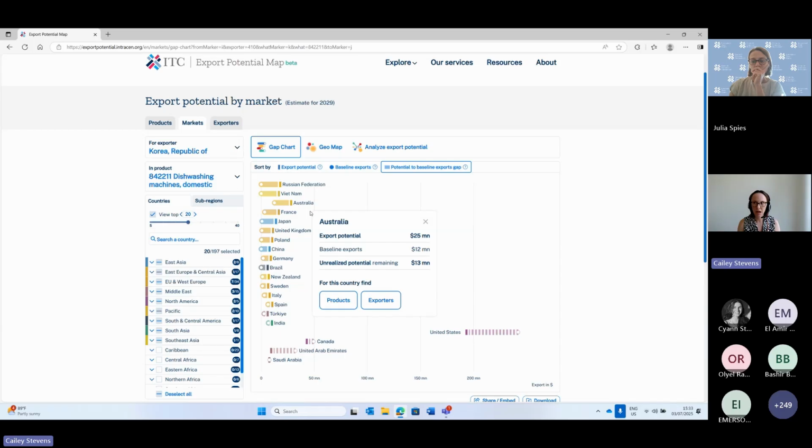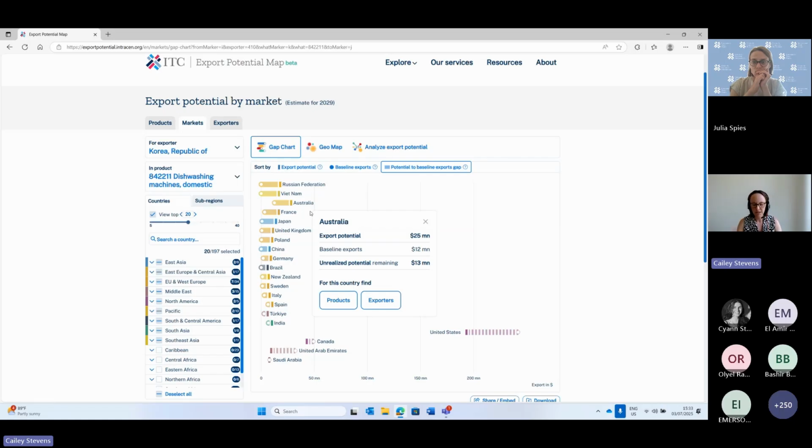So in the case of this static unrealized potential, to tap into it, it's really important to talk to exporters and understand what issues they are facing. So talk to South Korean exporters of dishwashers and ask, when you're entering the Australian market, what issues do you face? Why are you having difficulty exporting to Australia?